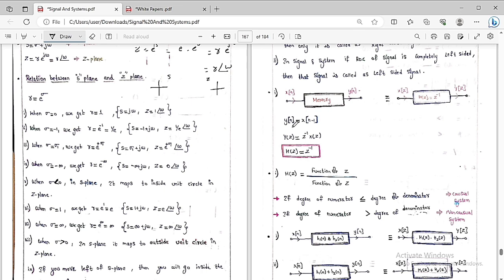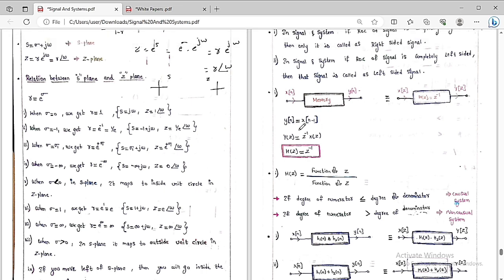If we substitute n is equal to 0, we are going to get x of minus 1, so the output is determined by the previous input. So basically it has a memory. So y of n is equal to x of n minus 1. Apply the z transform on both sides. Then we get Y of z is equal to z to the power of minus 1 into X of z. So Y of z by X of z is equal to z to the power of minus 1, which is nothing but H of z. So H of z is equal to z to the power of minus 1.